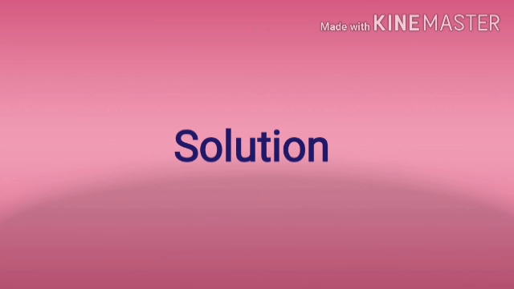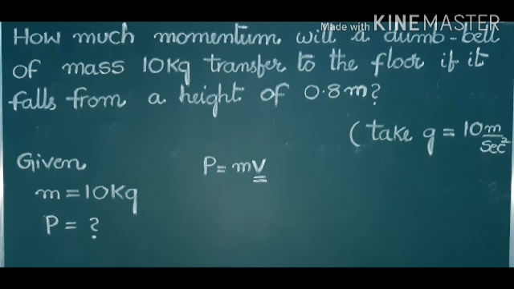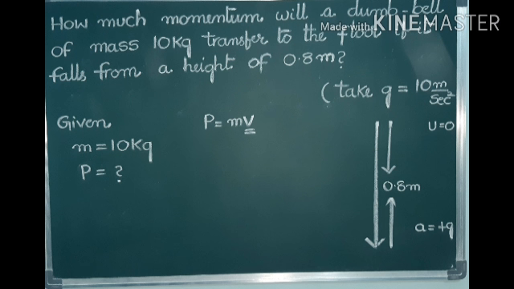Now, as part of the solution for this problem, once again the given terms: mass 10 kg. It is asking for momentum. Momentum formula P equal to mv. M, you know, is 10 kg. V we don't know. Before calculating V, a dumbbell falls from a height of 0.8 meters. It is a free fall, so you know the conditions: u equal to 0, a equal to plus g, and the g value you can take as 10 meter per second square.